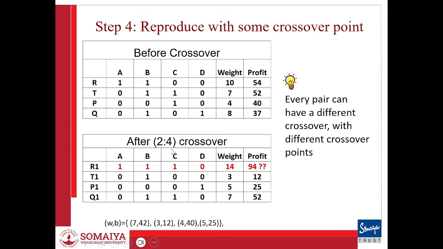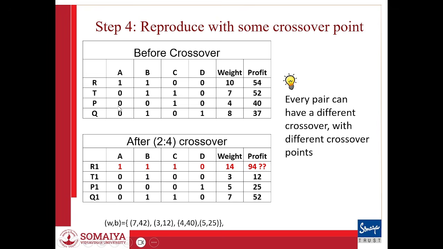Now here, for simplicity, the crossover is chosen to be 2-4 for both the pairs, but you need not have the same crossover everywhere. You can have a different one. So here, the crossover is 2-4. That means R, 1 and 1, is going to borrow T's third and fourth elements to make R dash, and for T, 0 and 1 and R's two values 0 and 0 would be part of T1.